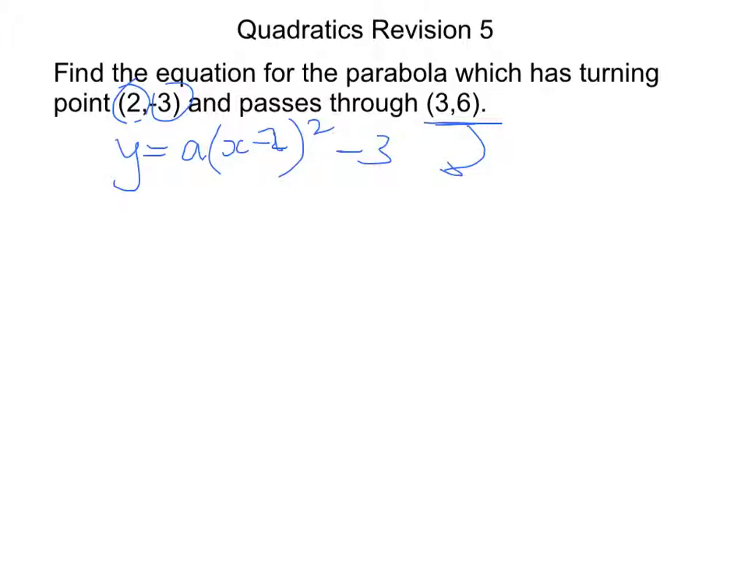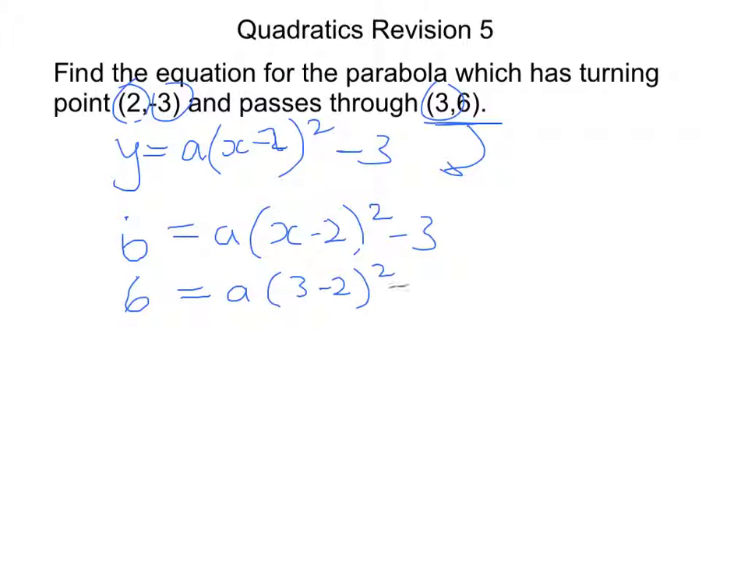So y is equal to 6, 6 is equal to a(x - 2) squared, take 3, and we would need to substitute our x value of 3 into there, of course. 6 is equal to a(3 take away 2) squared, take 3, and we need to find the value of a as we go through this. So solving the bracket first, 3 take away 2 is 1, 1 squared is 1, so that tells us that 6 will be equal to a take away 3.